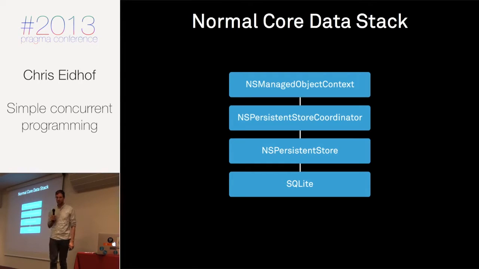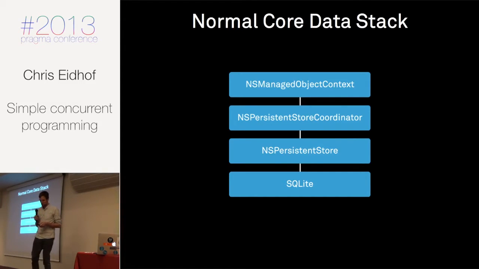So this is a normal Core Data stack. At the very bottom you have an SQLite file. On top of that is an NSPersistentStore. Then there's a persistent store coordinator, which manages the persistent store. And then there's your managed object context. And in your managed object context you create all your objects. The problem with the managed object context is that it's tied to one thread. So if you have a managed object context that's on the main thread, you can only use that on the main thread. If you start using it on other threads, things go horribly wrong.